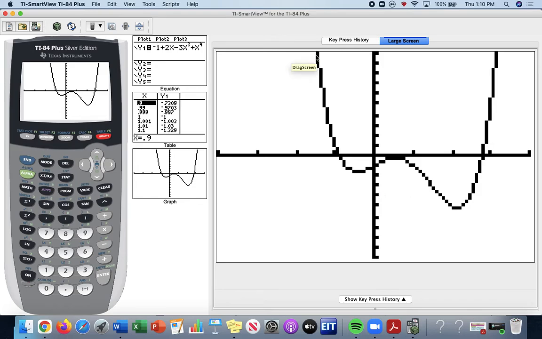Here's the other thing. Let's say I want to know where this graph is decreasing. The graph is decreasing from the left side all the way down to somewhere, it looks like, -0.5. But again, it's hard to tell what this exact value is. So what we're going to do is use the derivative graph to help us find those exact values.